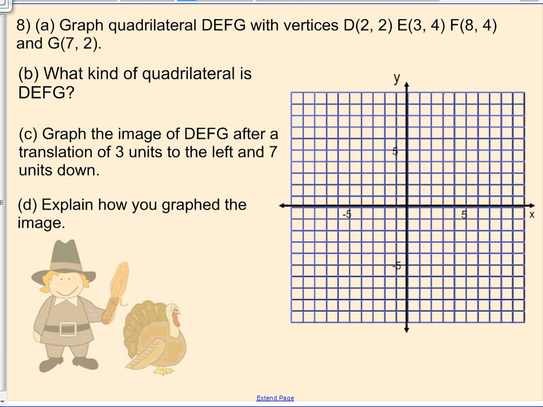just did. This is really great practice. I highly recommend that you do this in your notes. So you're going to graph the quadrilateral DEFG with these vertices given. It asks you to give what kind of quadrilateral it is, graph the image, and it tells you which way to translate it. And then explain how you graph the image. How did you move it? That's a really, really key part to translating it. Everyone has their own method, but knowing the way that makes it work for you is really important. Okay?